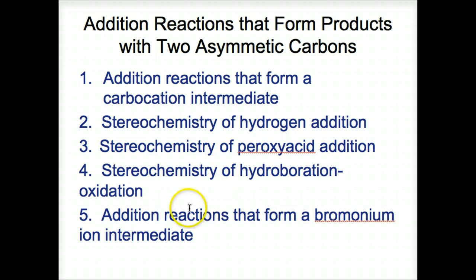Number five, the addition reactions that form bromonium ion intermediate. This is alkene reaction number 4. You know these, but now we're going to add the stereochemistry. We will now look at these 5 types of reactions. Each one you have seen before, but this time we're going to be looking at the stereochemistry. So this is somewhat of a review. Let's look at the first one here before we conclude.